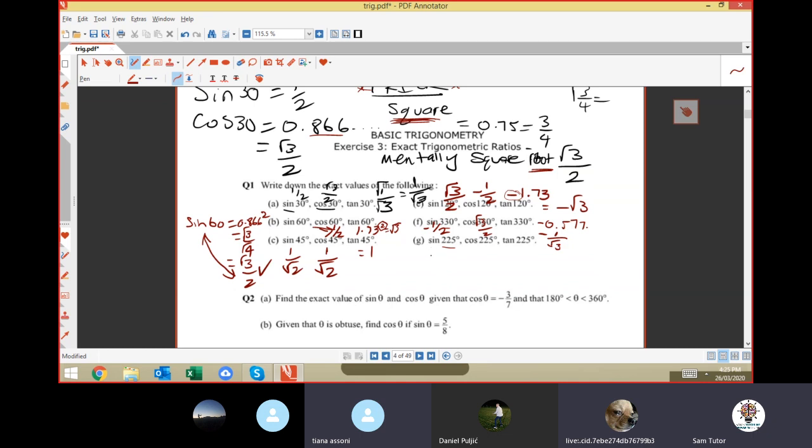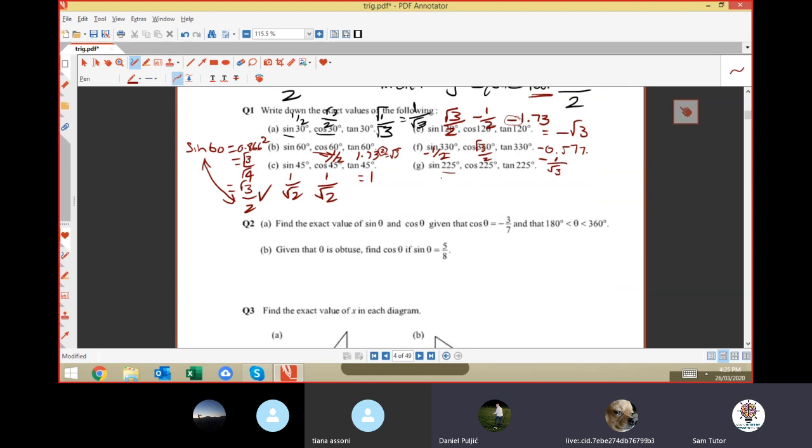Daniel, you ready for this last one? Question 2. Sine 225. What does it say? 0.70. Negative, right? Yeah. So square it. 0.5, and then press the SD button. Oh, 1 on 2. And then what's your answer? 1 on root 2.